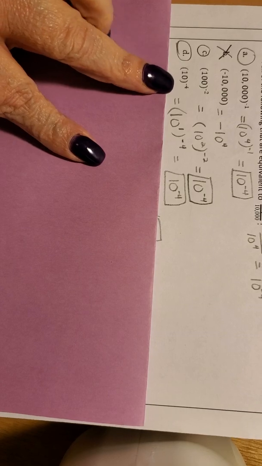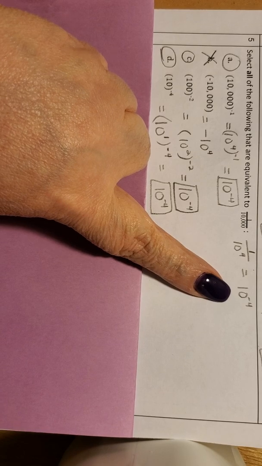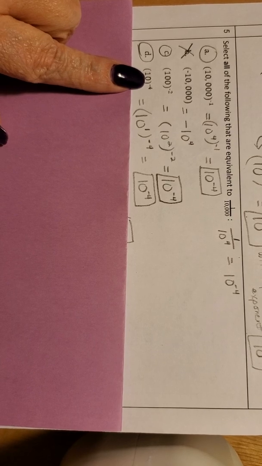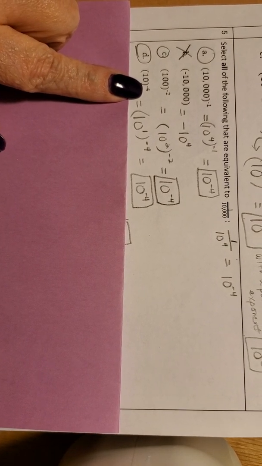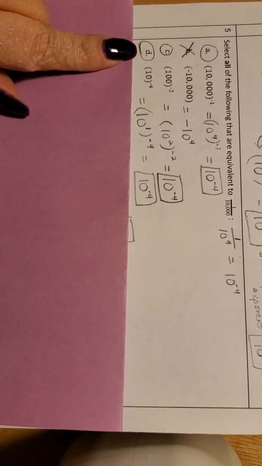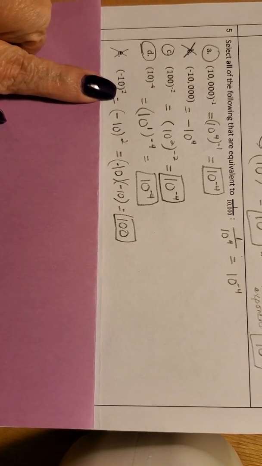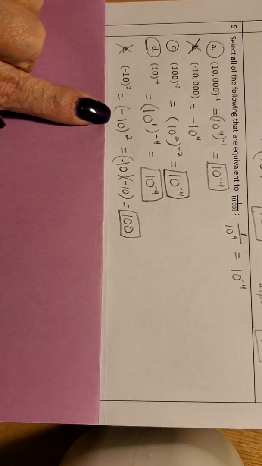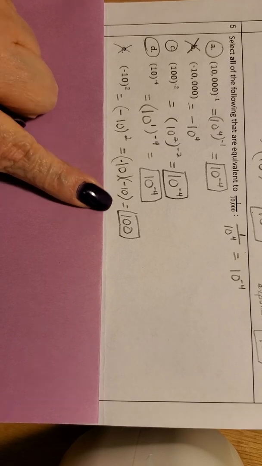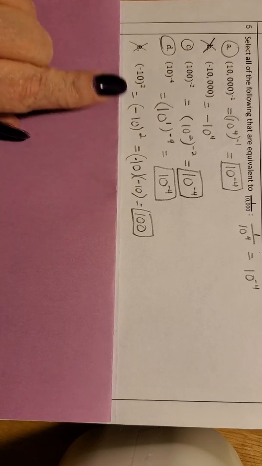On D, 10 to the negative 4th power, of course, is already in the correct form, but in case you forgot, because there was a parentheses there, that's 10 to the 1st raised to the negative 4th power. 1 times negative 4 is still negative 4, so it is equivalent. And the last one is the opposite of 10 squared. Well, the opposite of 10 squared means negative 10 times negative 10. Well, negative 10 times negative 10 is simply 100, which would be 10 squared. So it is not equivalent.